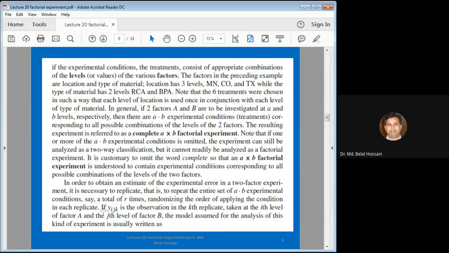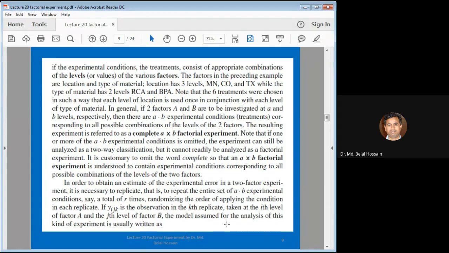So now consider Yijk is the observation in the kth replicate taken at the ith level of factor A and jth level of factor B. Okay, so k is the kth replication, i is the level for factor A, j is the level of factor B.